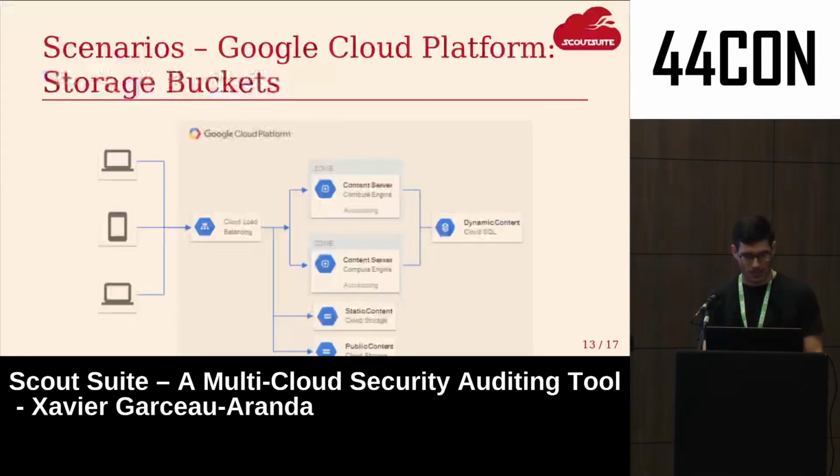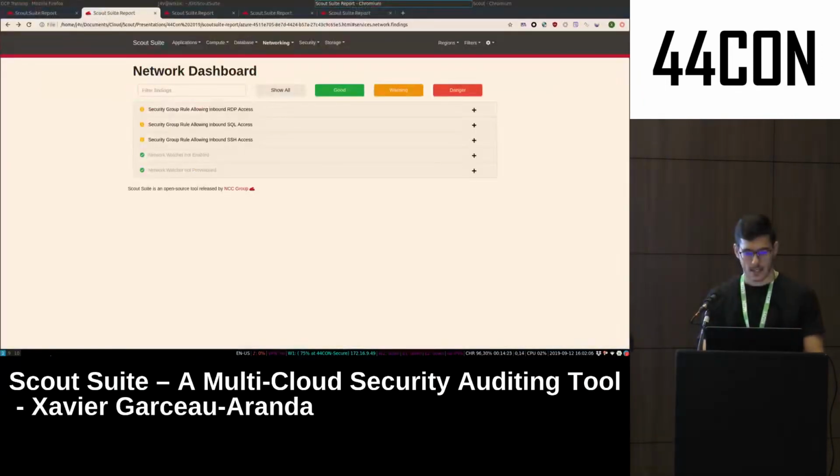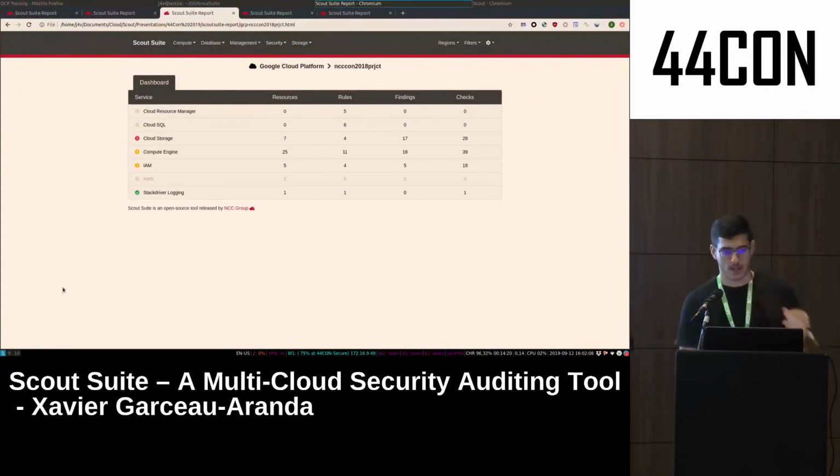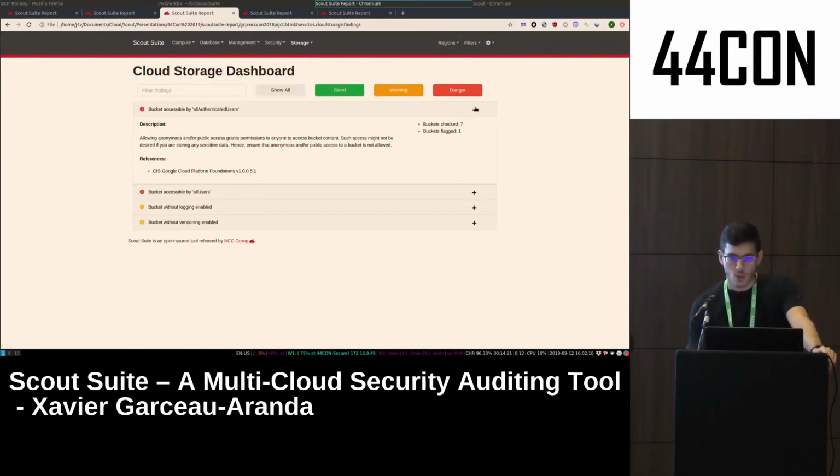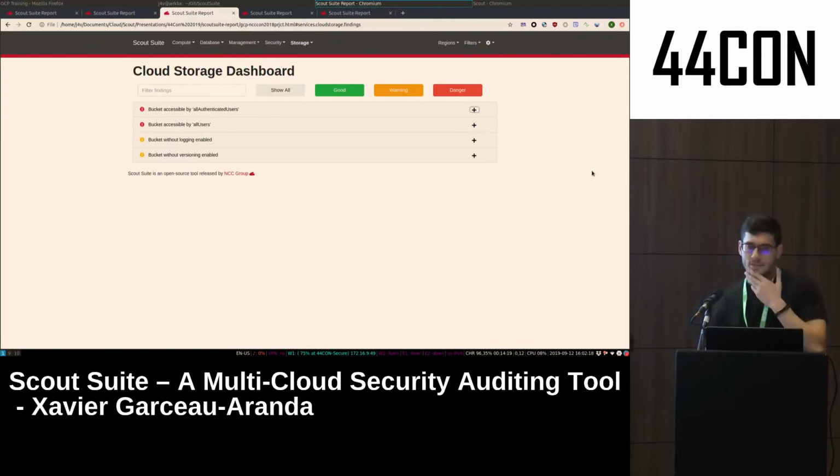So if we look at the report for GCP, we can see, okay, here in cloud storage, I have something that's being flagged in red. Red usually means something that's not too good, right? What I can see here is, okay, so I have these two rules that were flagged. The first one says that a bucket is accessible by all authenticated users, and the second one is accessible by all users, right?